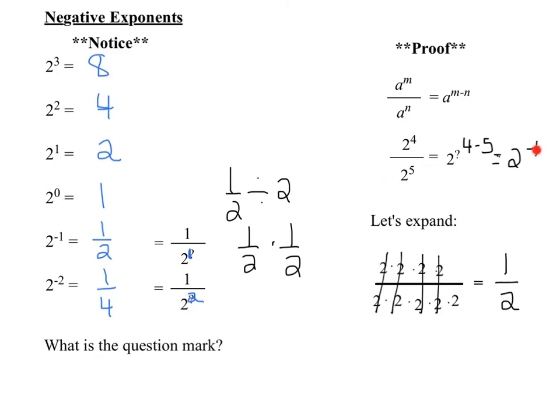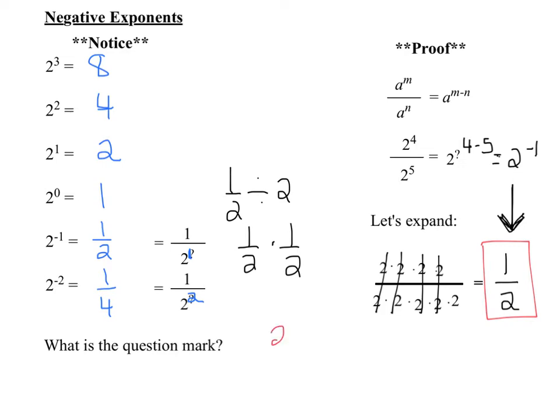So if I apply the subtraction shortcut, I get 2 to the negative first. But if I expand, I get 1 over 2. So that means that these must be the same. And so what I'm going to do for this section is I'm going to write my answer always with a positive exponent. So writing an answer with a negative exponent would be similar to not, say, reducing a fraction.